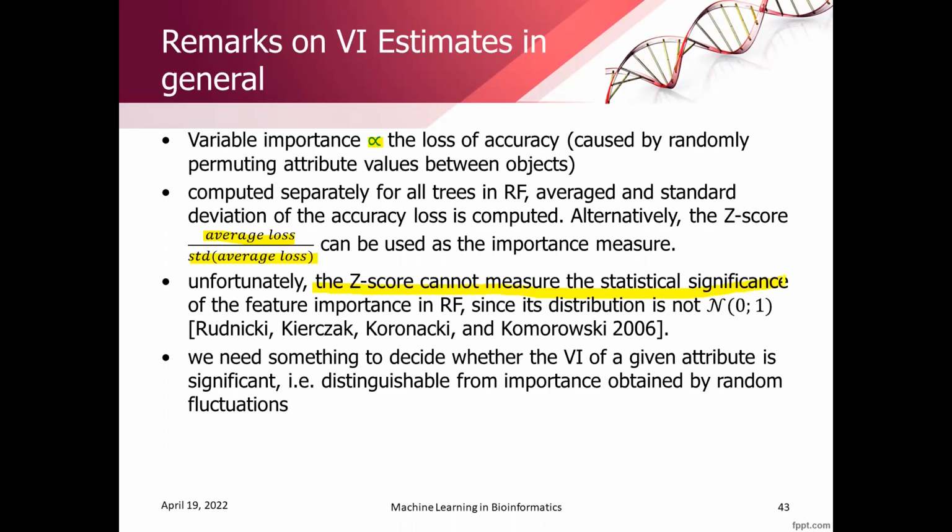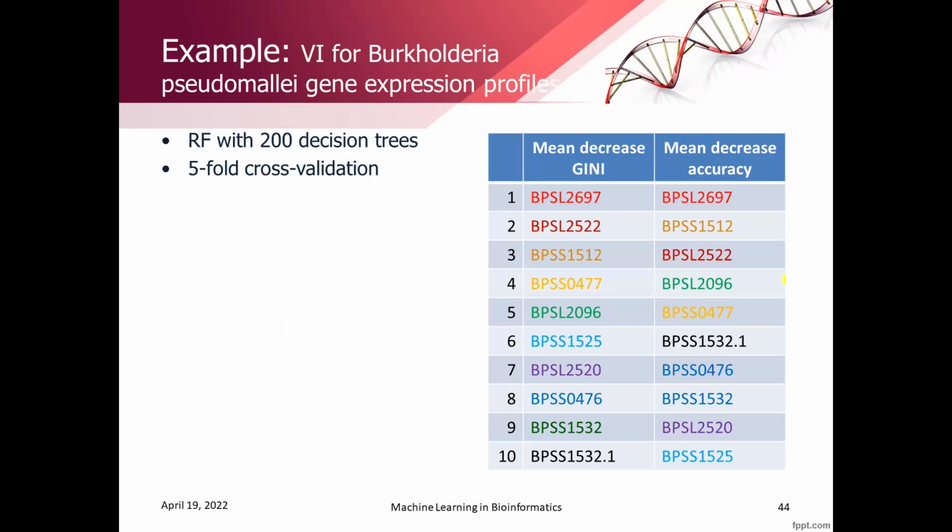It would work if the distribution for the z-score would be normal, but it is not. In many cases, it is not normal. So we need something better. Before going to some special algorithm, this will be the last algorithm in this part, I will show you an application of these computations of variable importance on the Burkholderia pseudomallei data we have worked with in the lab.